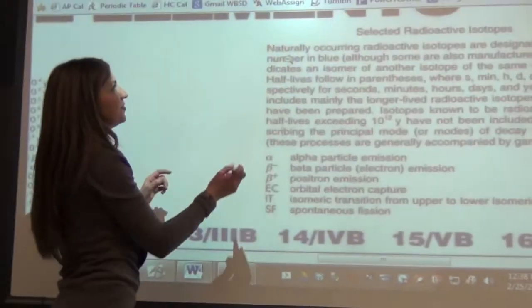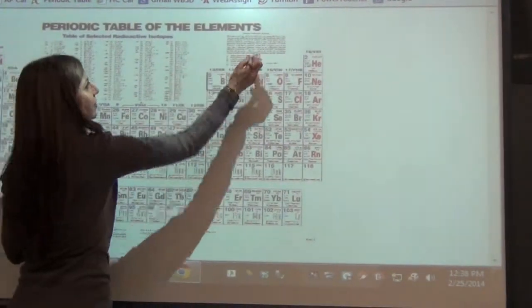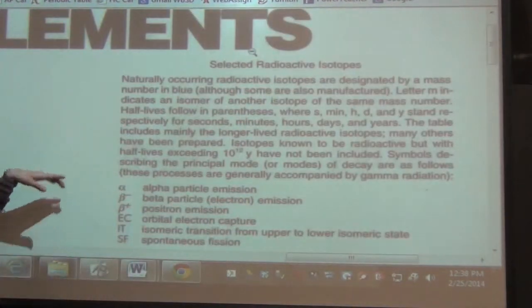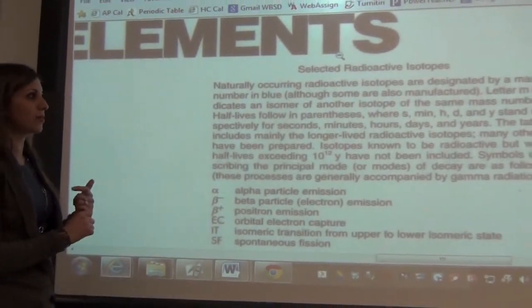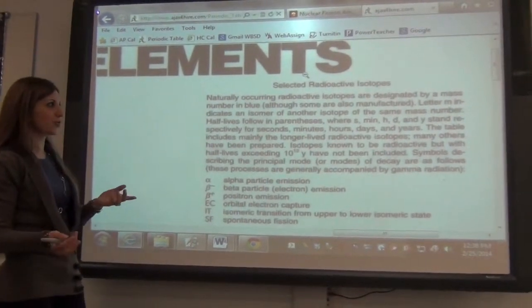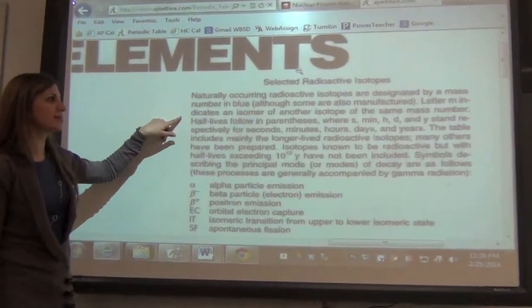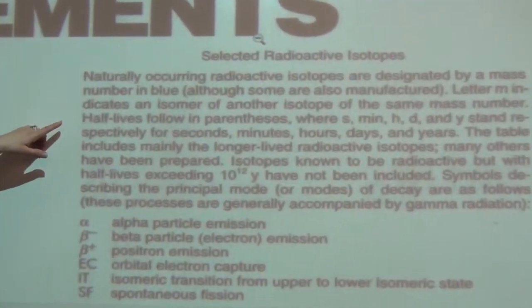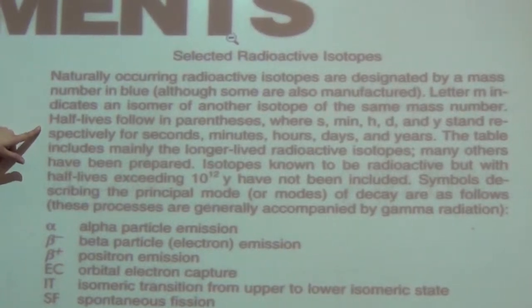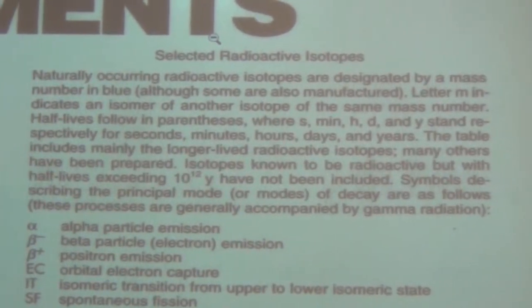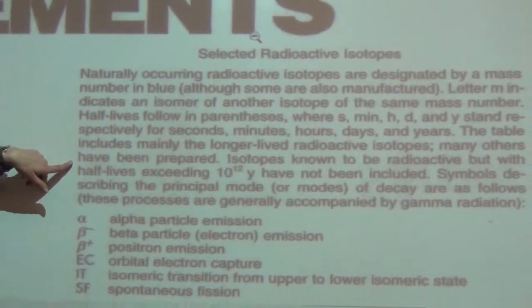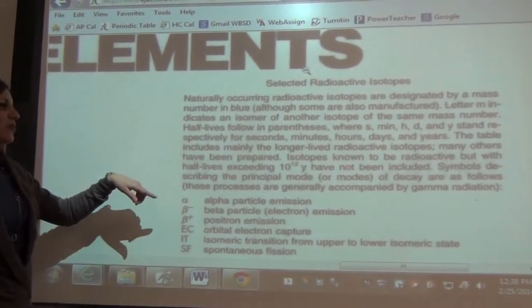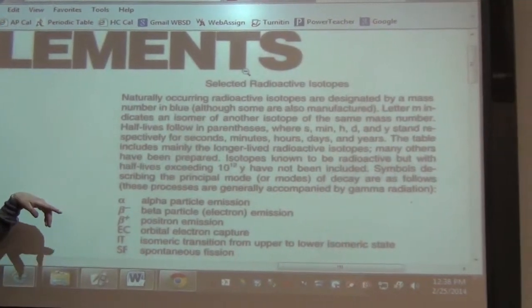And so I'm going to read this for you real quick here too. It says selected radioactive isotopes. Naturally occurring radioactive isotopes are designated by a mass number in blue, although some are also manufactured. Letter M indicates an isomer of another isotope of the same mass number. Half-lives follow in parentheses, where S, min, H, D, and Y stand for seconds, minutes, hours, days, and years, like we said. The table includes mainly the longer-lived radioactive isotopes. Many others have been prepared. Isotopes known to be radioactive but with half-lives exceeding 10 to 12 years have not been included.